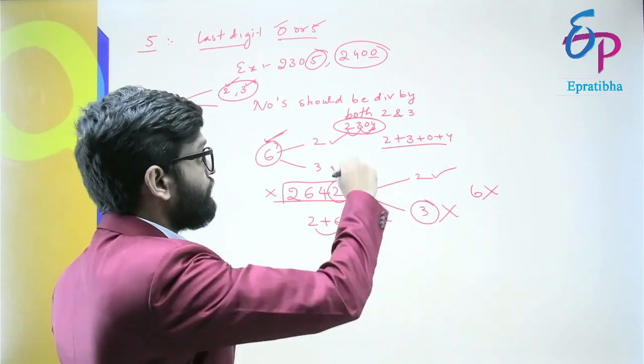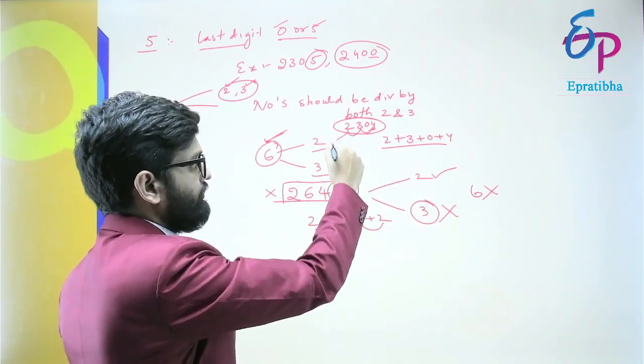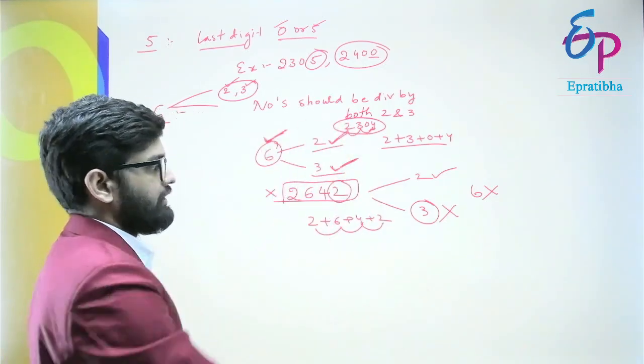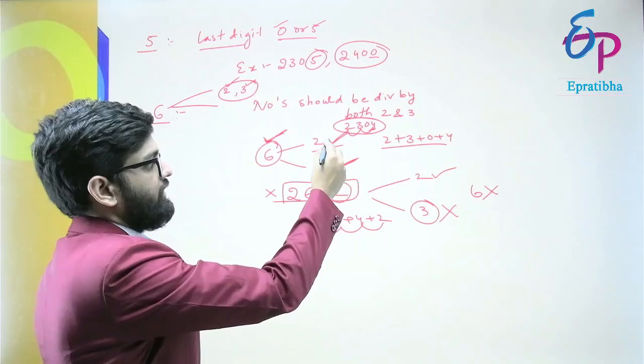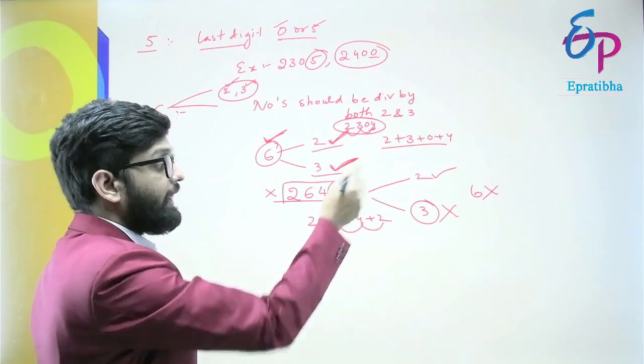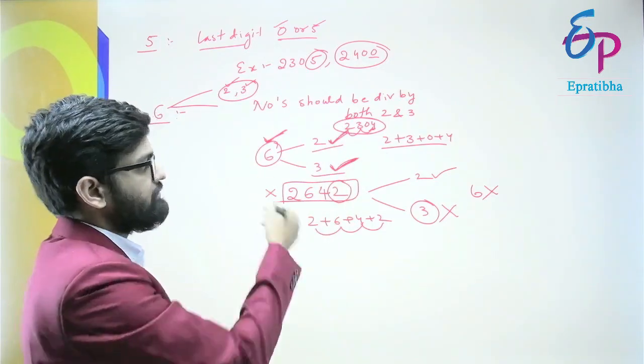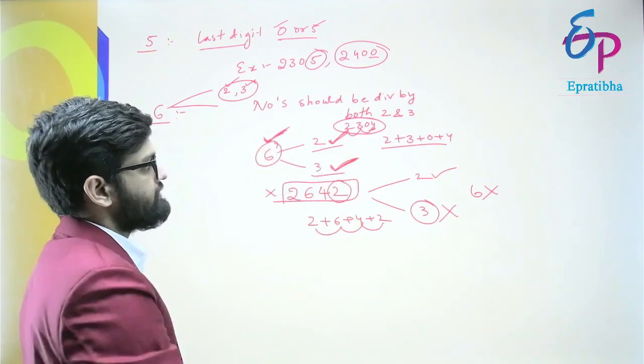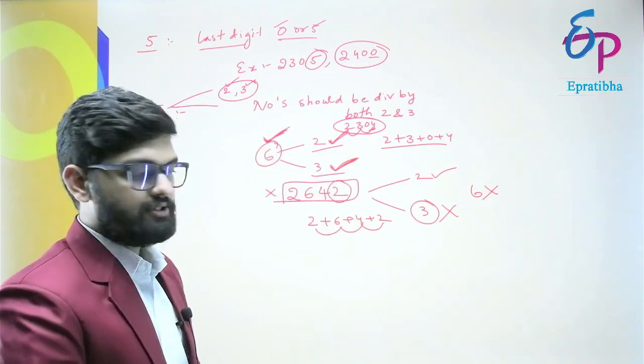It should be both 2 and 3. If you have two ticks like this, if 2 is correct, then 3 also has to be correct. Unless and until it is divisible by 2 and 3, it is not divisible by 6. It should be divisible by both 2 and 3 to qualify as divisible by 6. So one more.